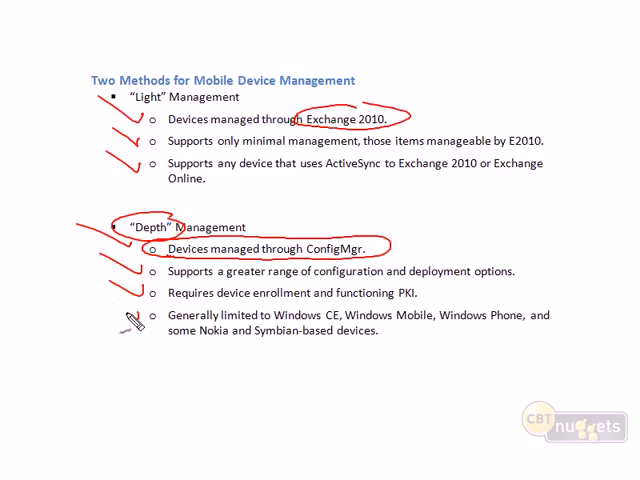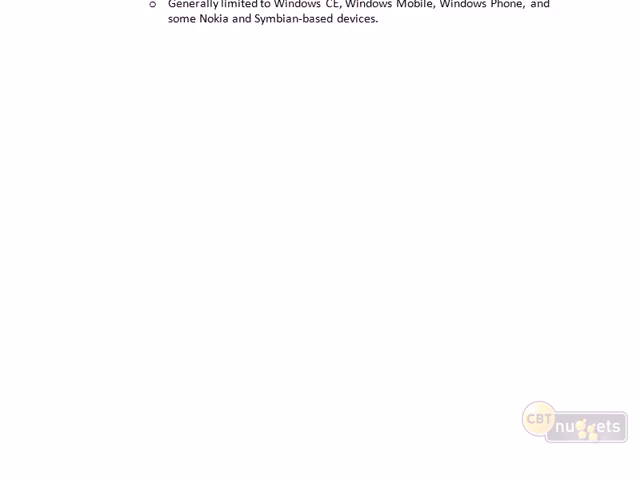Lastly, and this is really the most important part, it's generally limited to Microsoft's view of the world, which is Windows CE, Windows Mobile, Windows Phone, and then a couple of Nokia and Symbian-based devices that are out there. So these are the two types of device management options that exist, the latter being this sort of complex world that requires that PKI.